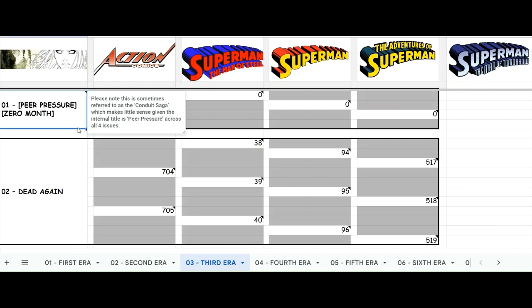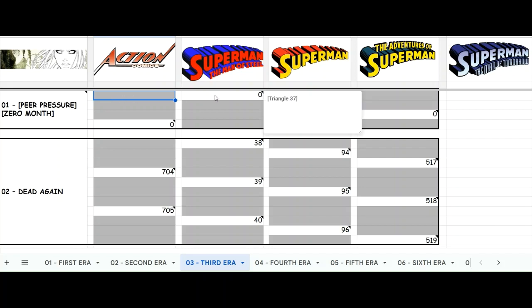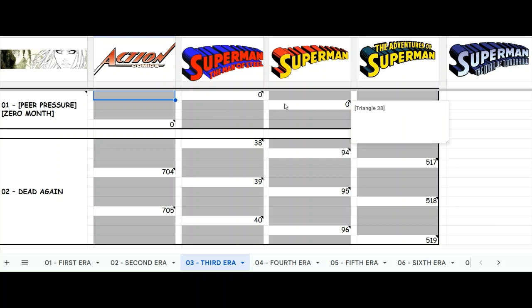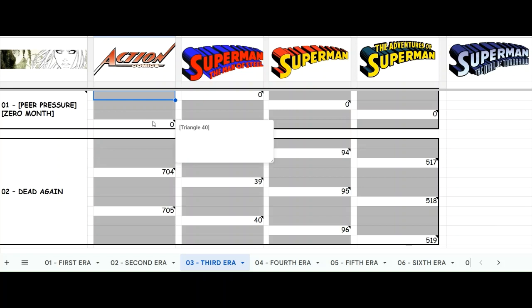So with no further ado, the very first story arc we have here is Peer Pressure, also known as Zero Month. So the peer pressure story arc is one that comes straight out of 0 hour. Every single issue in it is a zero issue. So the sequence to read this in is Man of Steel issue 0, Superman issue 0, Adventures of Superman issue 0, and Action Comics issue 0. I know that sounds confusing. Thankfully, the triangle numbering comes to our benefit here. Man of Steel is triangle number 37, Superman is triangle number 38, Adventures of Superman is triangle number 39, and the very last one, Action Comics, is triangle number 40.